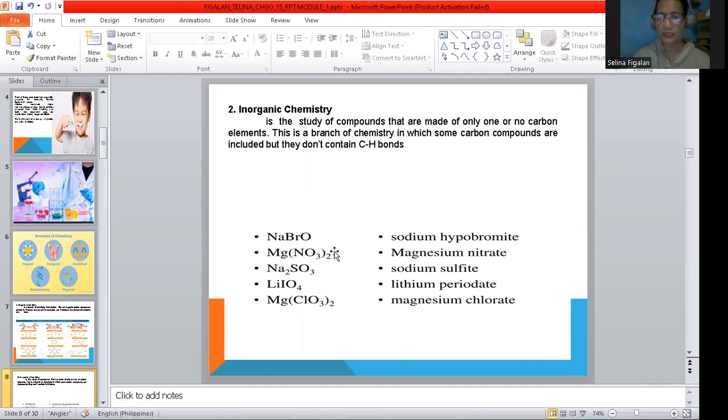At yung compounds na yan, okay, ay wala siyang presence of carbon and hydrogen. Okay, so look at this, the formula. So wala silang carbon and hydrogen, kaya ma-distinguish mo siya under the inorganic chemistry.